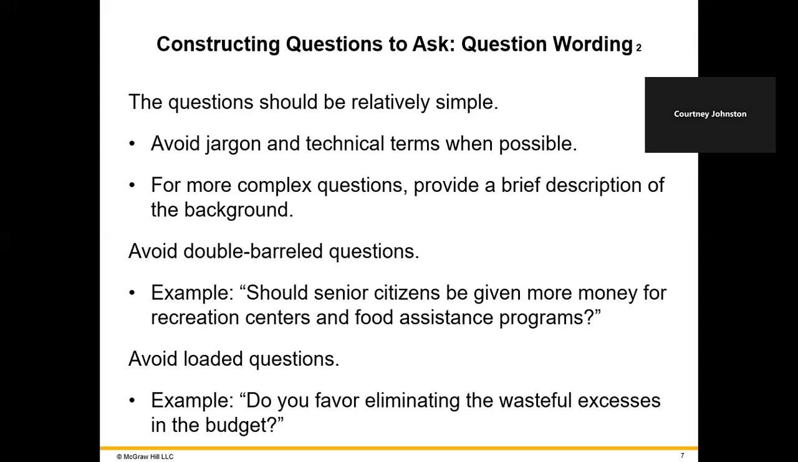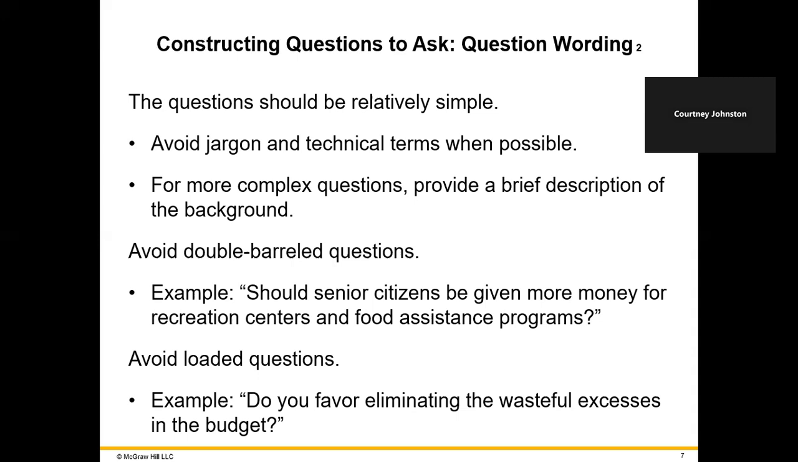The questions should be simple. Again, avoid technical terms. If you're asking something complex, provide an example or a description of what you're actually asking. Don't use double-barreled questions like, should senior citizens give more money for recreation centers and food assistance programs? Those are 2 questions. You would want to break those up.